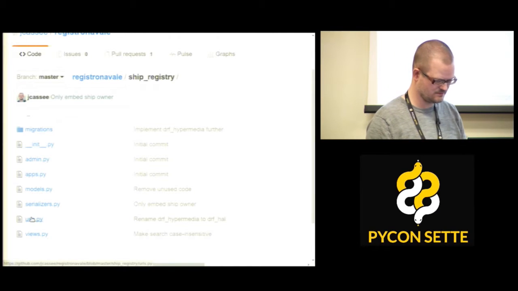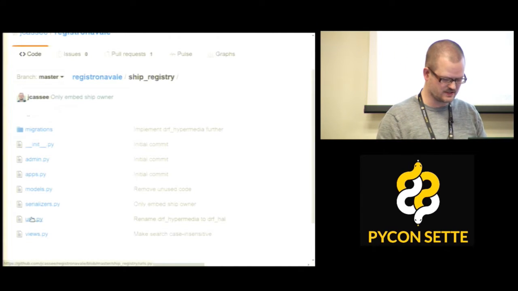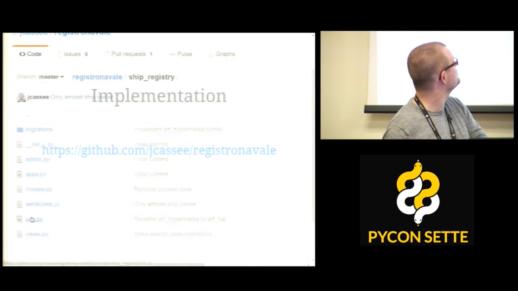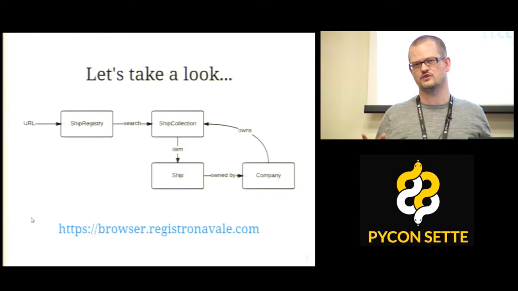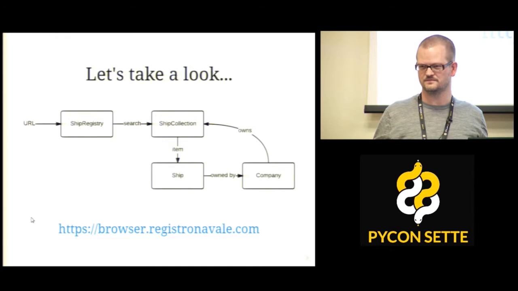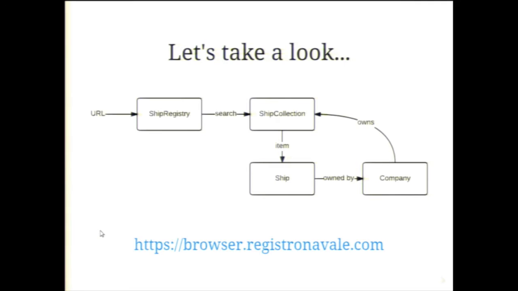Right? So let's see what that looks like. Again, this is the shape of the API. Now I'm going to show you a HAL browser, a browser for HAL APIs. The project is deployed on the internet at the moment.